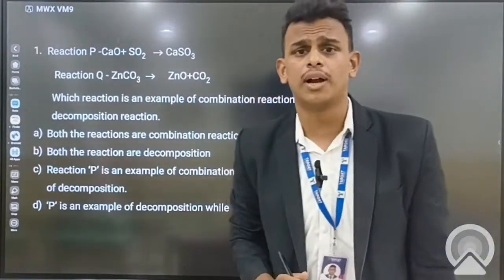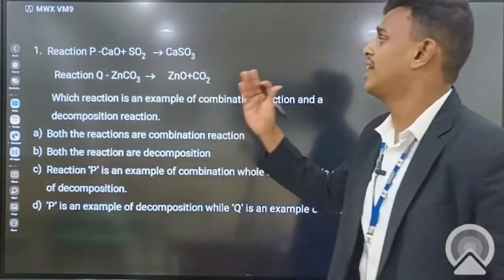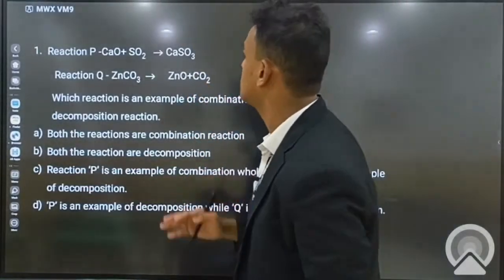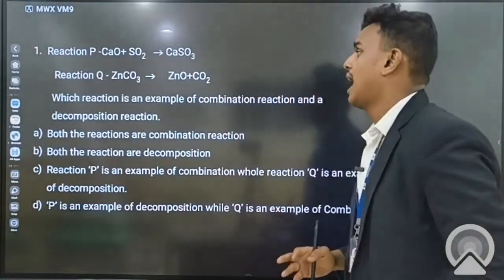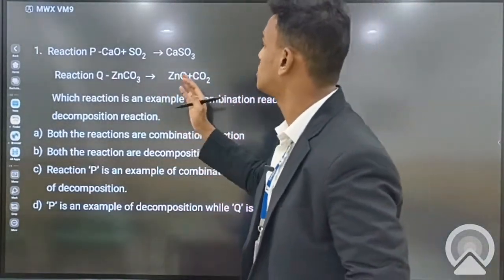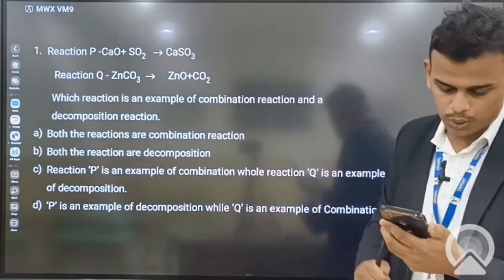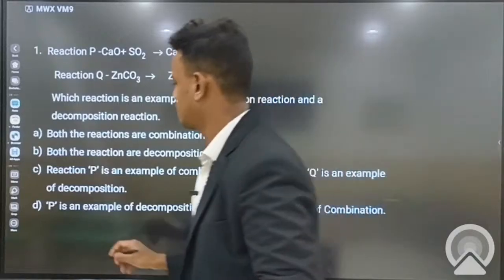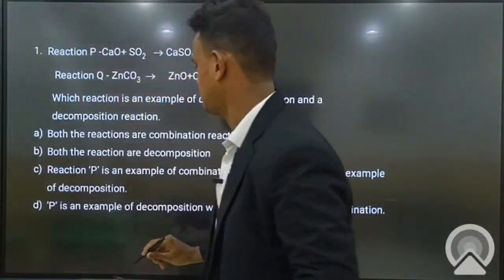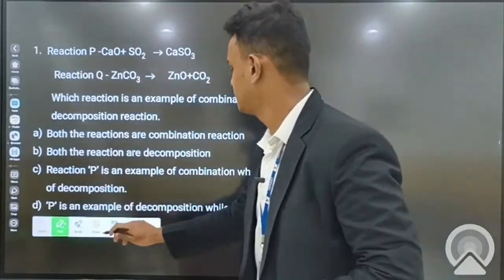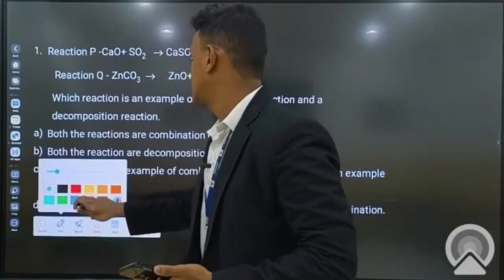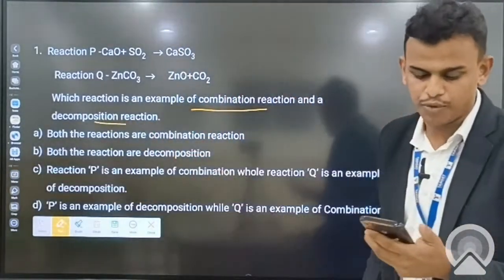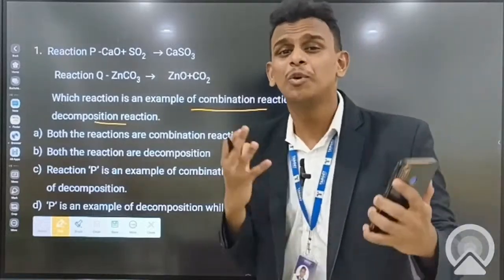Two reactions are given, reaction P and reaction Q. The reaction P is CaO plus SO2 gives CaSO3, and the reaction Q is ZnCO3 gives ZnO plus CO2. Which reaction is an example of combination and which reaction is an example of decomposition? What is the answer?